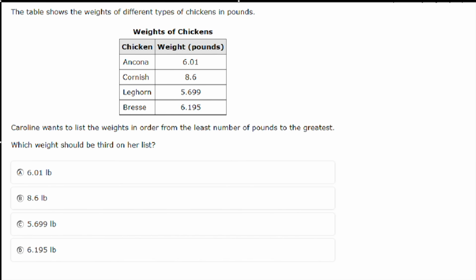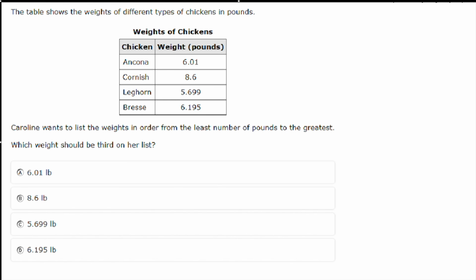The table shows the weights of different types of chickens in pounds. So we have the Ancona chicken, that's 6.01 pounds. The Cornish chicken is 8.6 pounds. The Leghorn chicken is 5.699 pounds. And the Brie chicken is 6.195 pounds. Caroline wants to list the weights in order from least number of pounds to the greatest. Which weight should be third on her list?